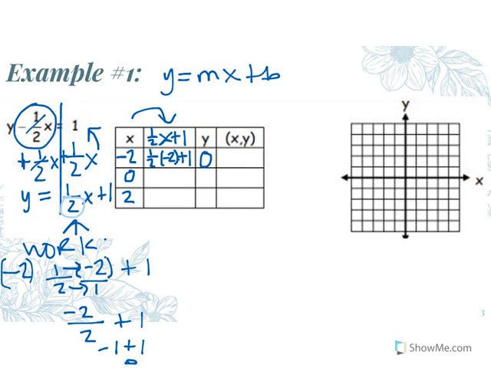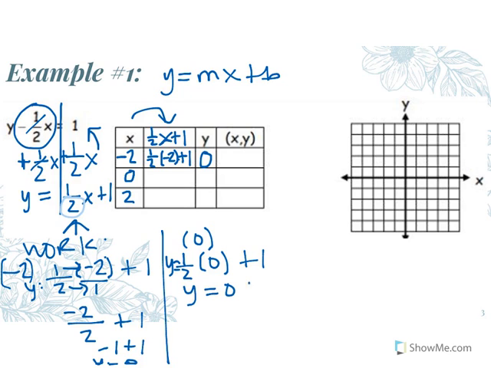Now we are going to make our next equation. This time we're going to use the point 0 for x. So now I'm going to rewrite 1/2 times 0 plus 1, and these are all y equals, you guys. So we have 1/2 times 0, so y equals 0 plus 1, and then y equals 1. So now we're going to put 1 there.